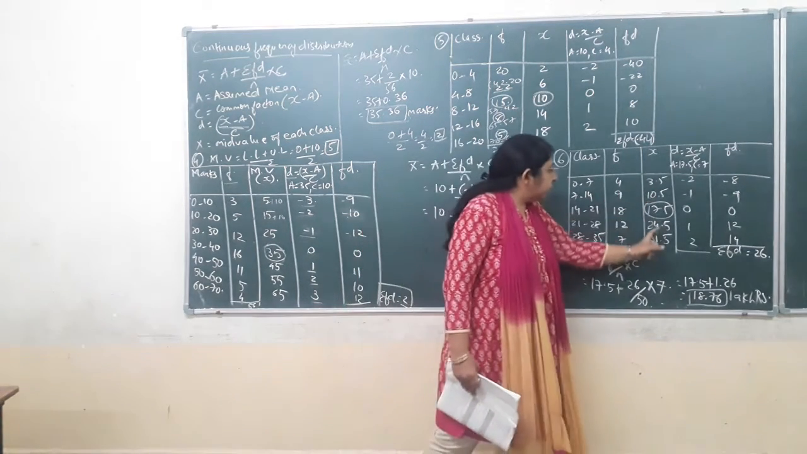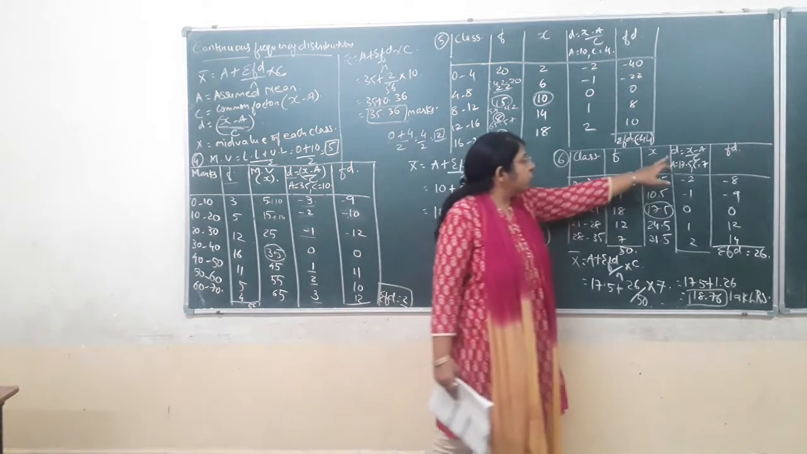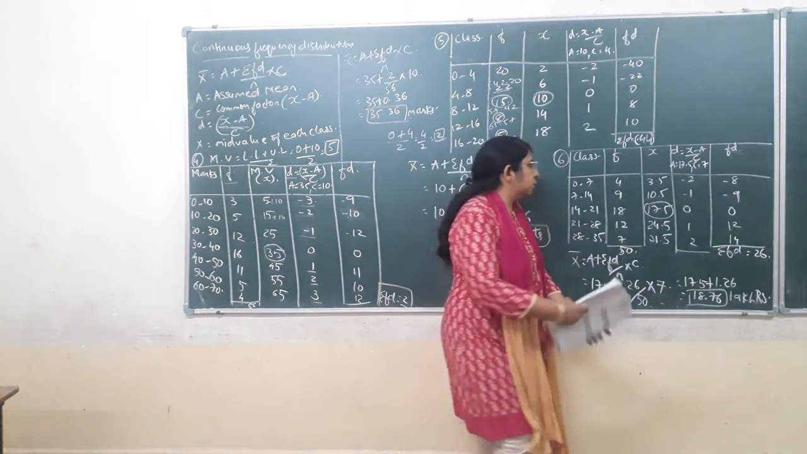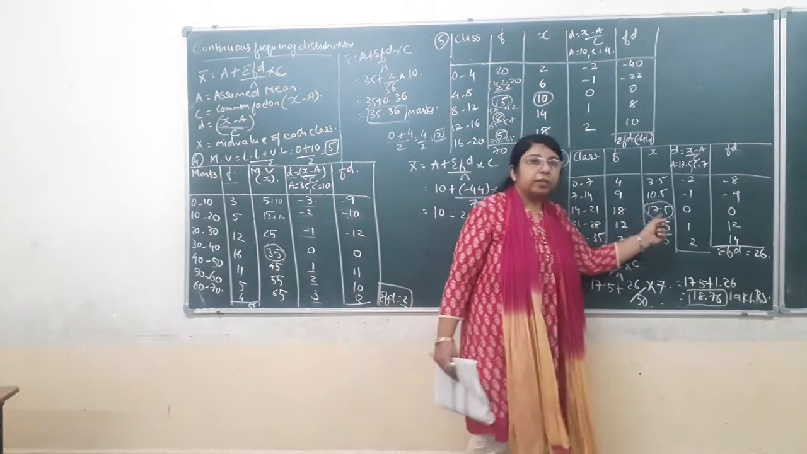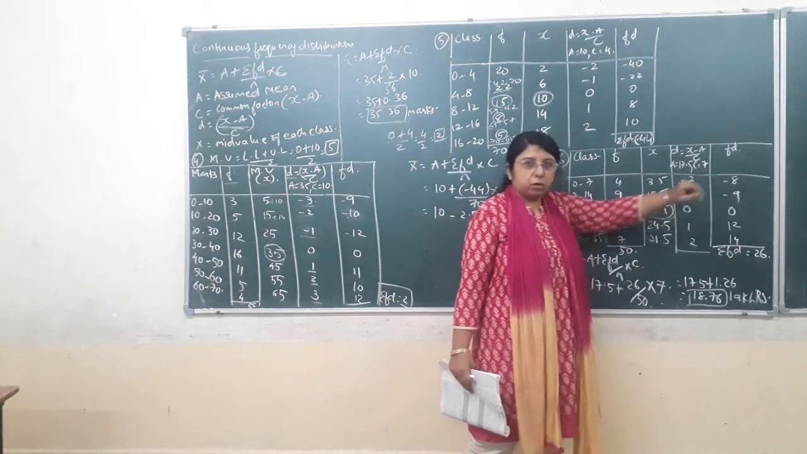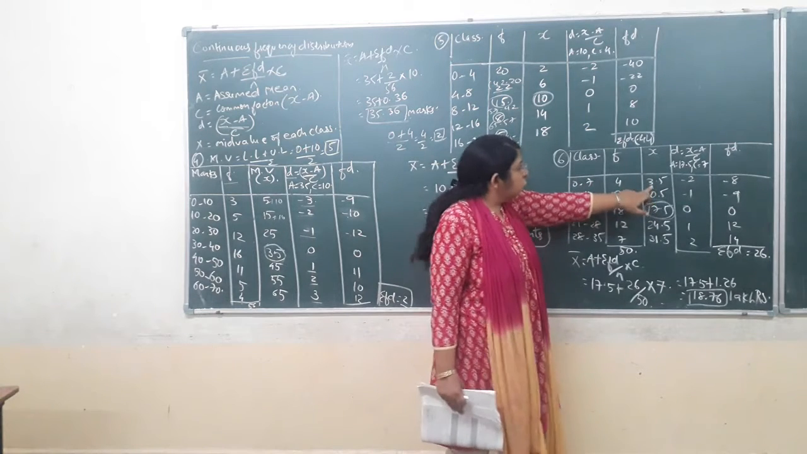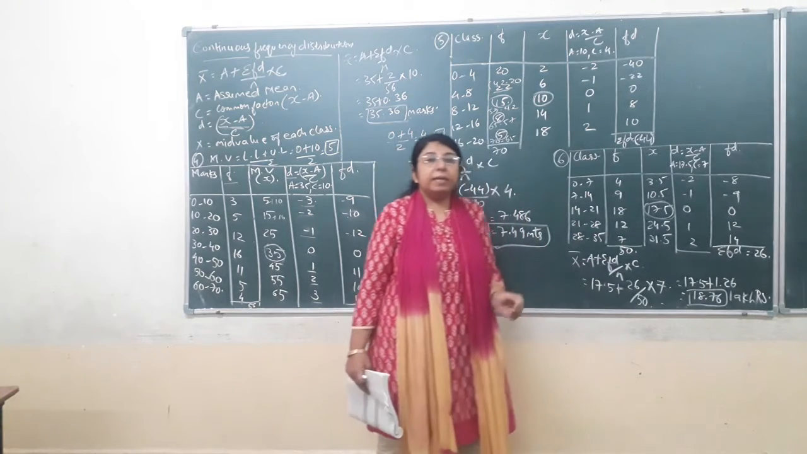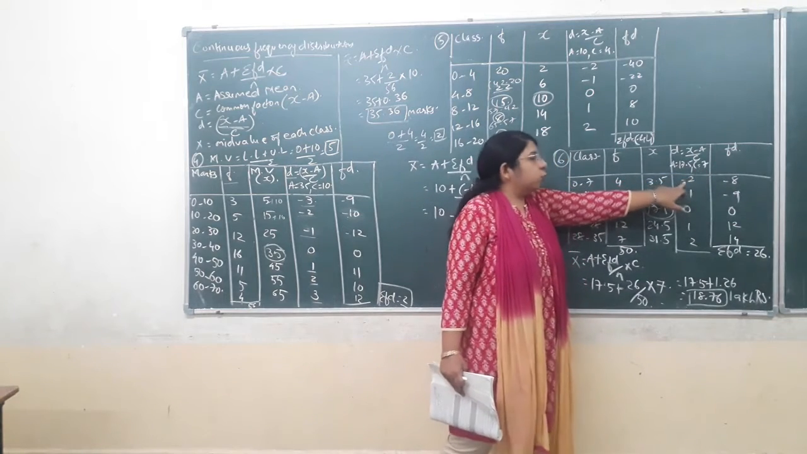Okay. And after finding the x value, you have to find the value of d. Now what is the equation of d? Again repeating, x minus a upon c. Now a, that is the assumed mean, I have taken the middle value of x, that is 17.5. And c, I have taken the class length, that is 7. So first value for d, x value is 3.5. So 3.5 minus 17.5 would come to minus 14. Minus 14 divided by c, that is 7, would come to minus 2.